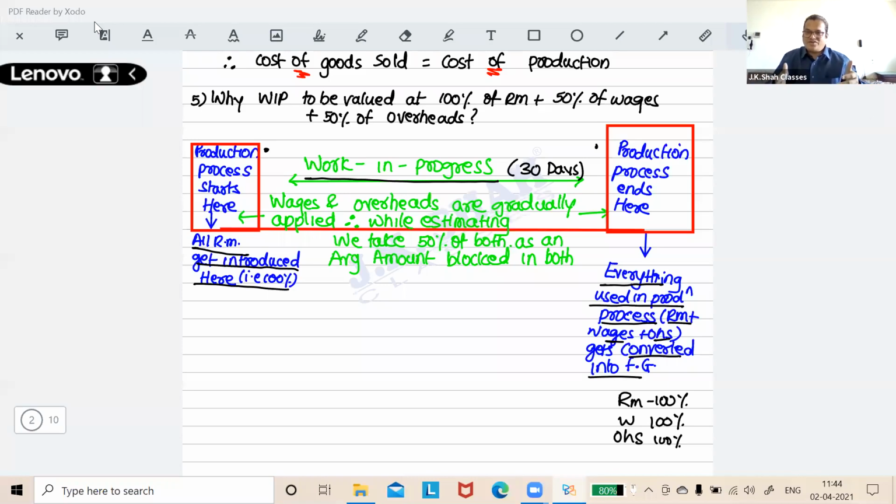So as a manufacturer also, I'm not going to arrange all the money on day one only for WIP. So we will follow the question. But if the question says nothing, then we'll say, okay, standard: 100% of material, 50% of wages, 50% of overheads. That much money I will keep aside so that I can finance my work in progress. Clear?